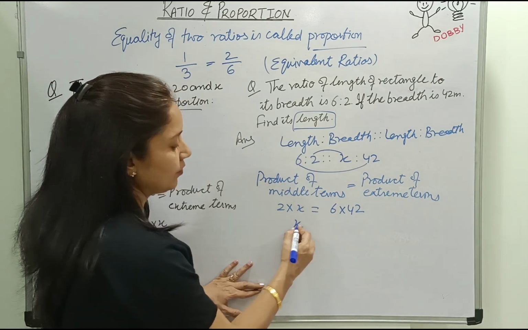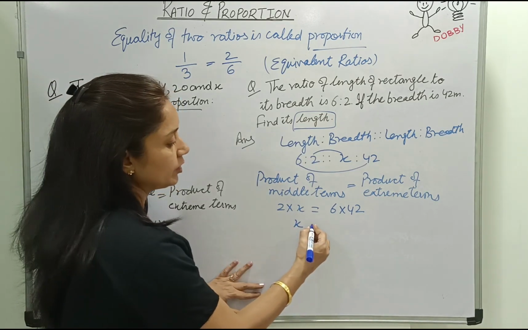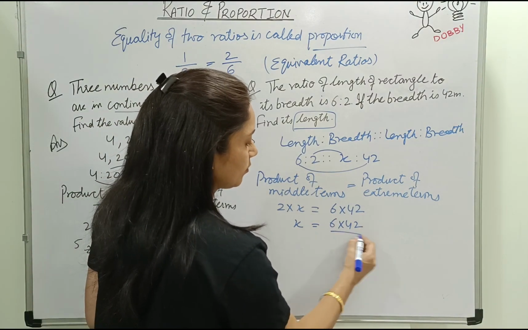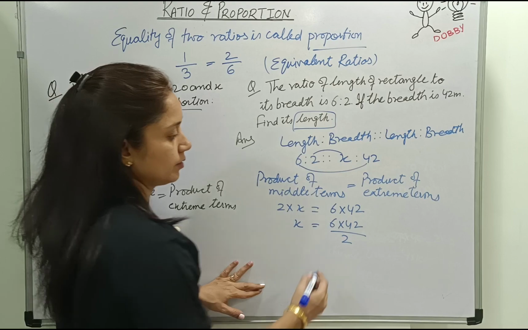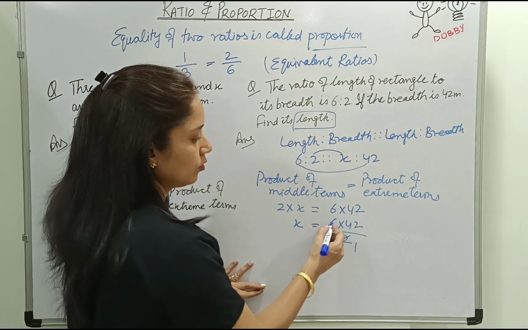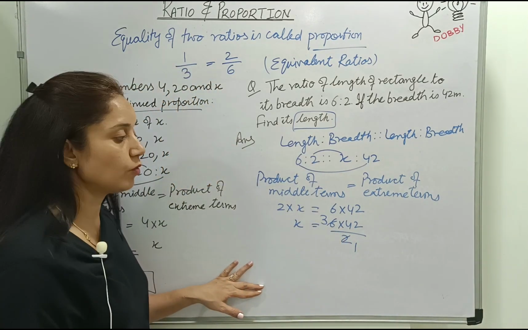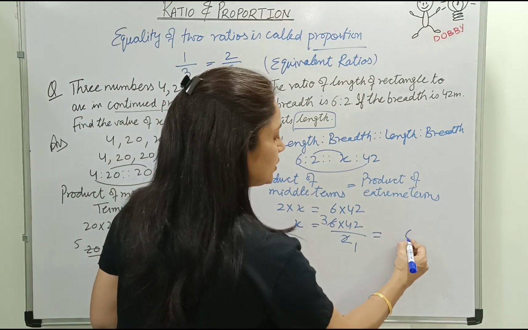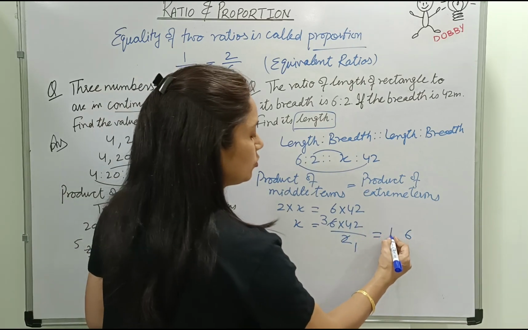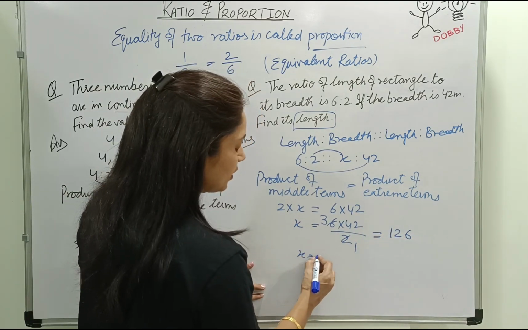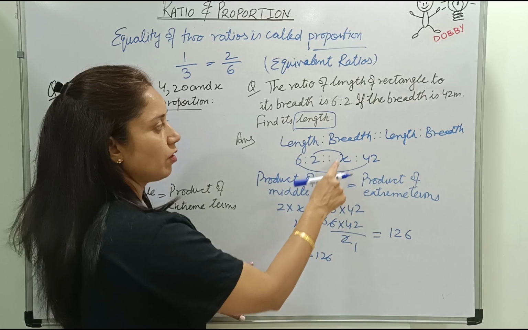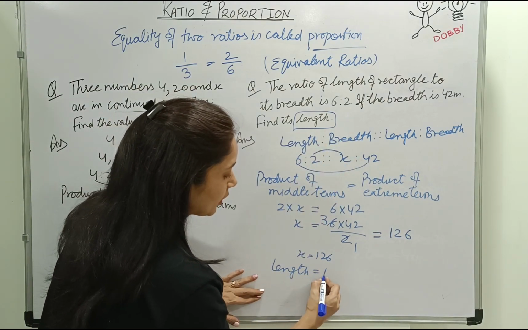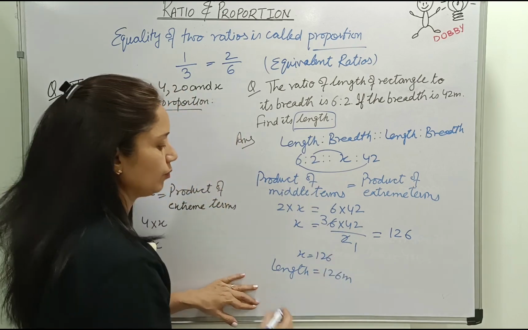x, leave it here, 2 with the multiplication sign will go to the other side in divide. Cuttings, 2 ones are 2, 2 threes are 6. No more cuttings possible. 3 multiplied by 42. So it becomes 3 twos are 6, 3 fours are 12. So value of x is 126. x is what? Length. So length is equal to 126 meter.